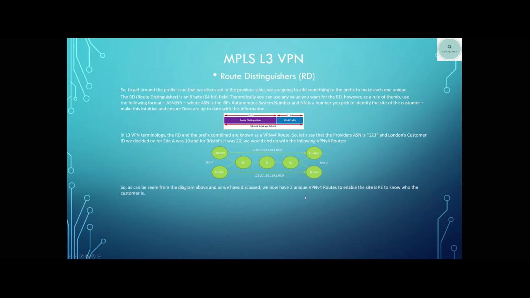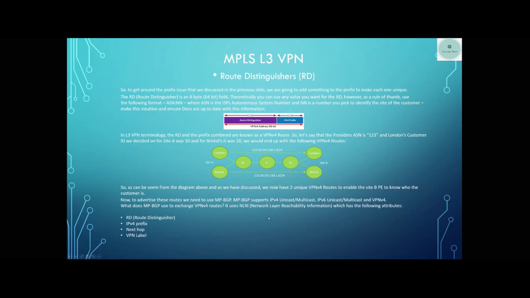Okay, so to advertise these routes, again, like I've said, BGP. It supports IPv4 unicast, multicast, IPv6 unicast, multicast, and VPNv4. And what does it use to exchange VPNv4 routes? It uses NLRI, which is network layer reachability information, and that has the following attributes: the route distinguisher, the IPv4 prefix, the next hop, and the VPN label.